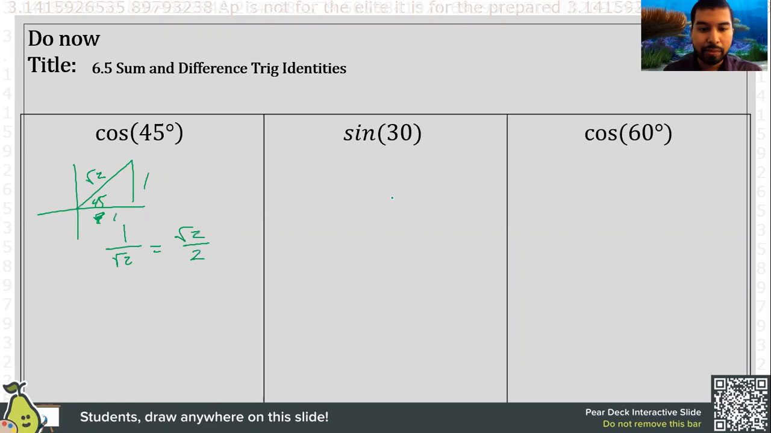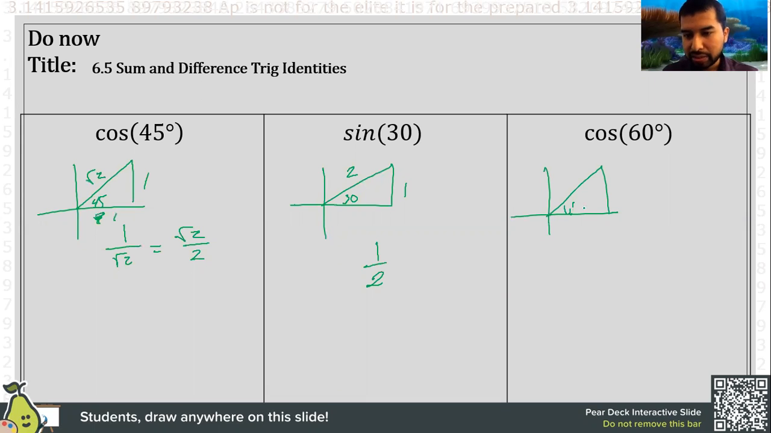Sine of 30, we can do the same procedure if you haven't memorized these already. 30 degrees gives you 1 over 2, so it's going to be 1/2, opposite over hypotenuse. Cosine, we can see that this is going to be 60 degrees. If you don't know by memory, we can do it real quick. For 60 degrees, this is square root of 3. Sorry, this is 1 and this is 2. So my cosine would be 1/2.